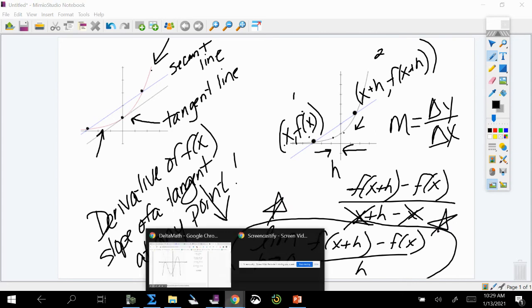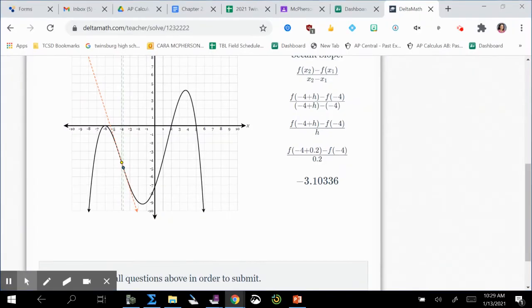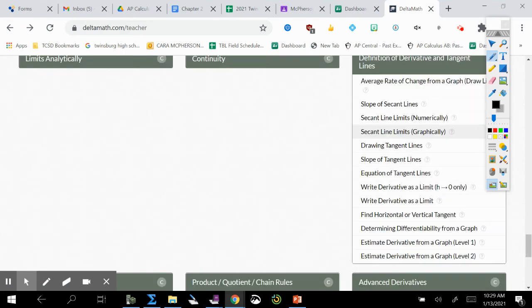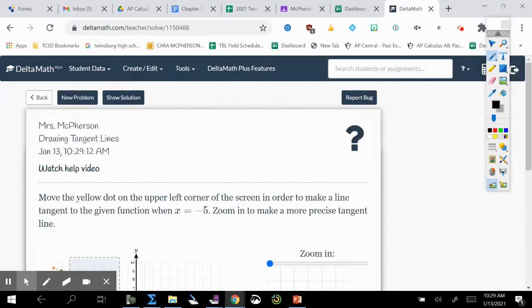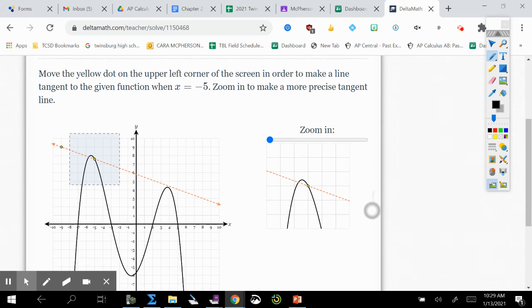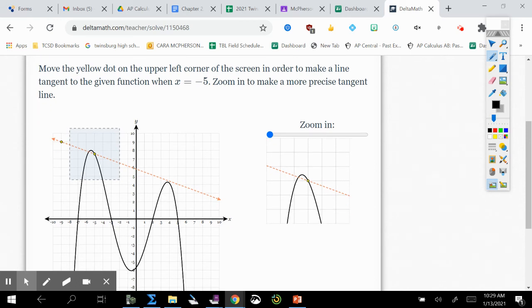Now, you are going to have some things on Delta Math that are going to ask you to draw some tangent lines. So I actually have that. These are going to be really quick, just kind of giving you an idea of what a tangent line would look like. So when you have this picture here, it asks you to move the yellow dot in the upper left-hand corner. That's going to be way at the far left. You're going to put your pencil, your finger, your stylus, whatever on that. And you're going to move it so you can get a really good tangent line at the other yellow point.